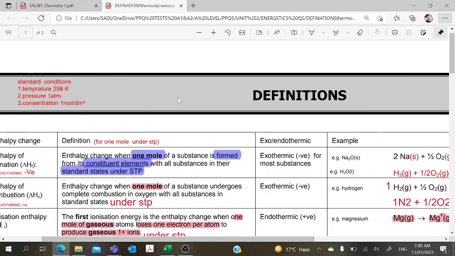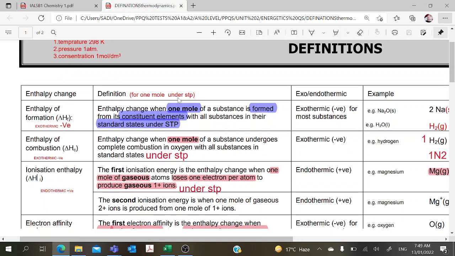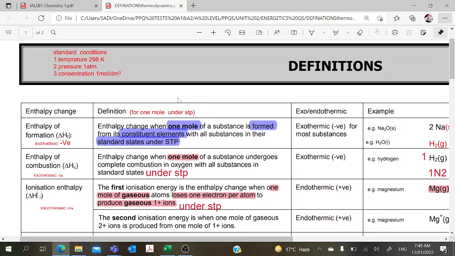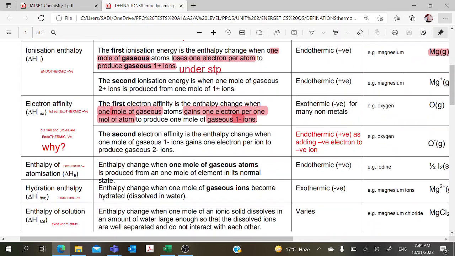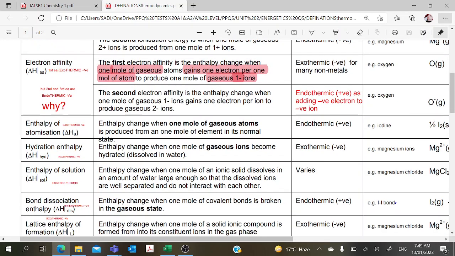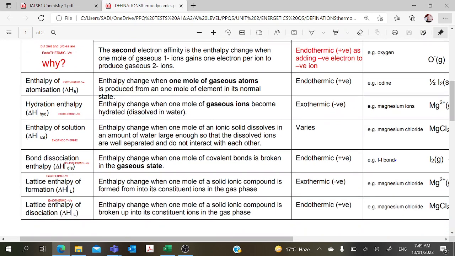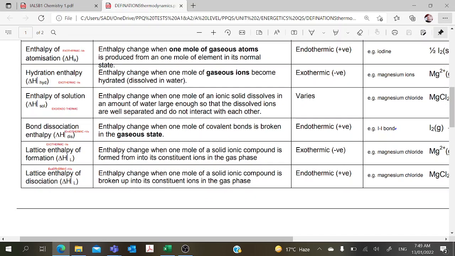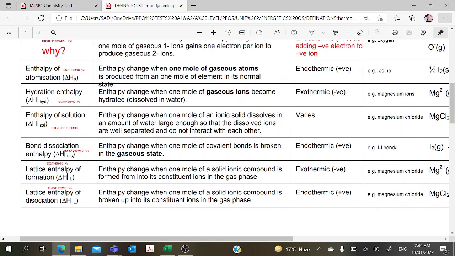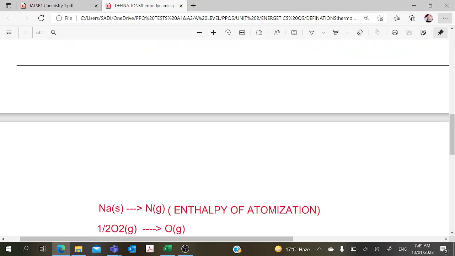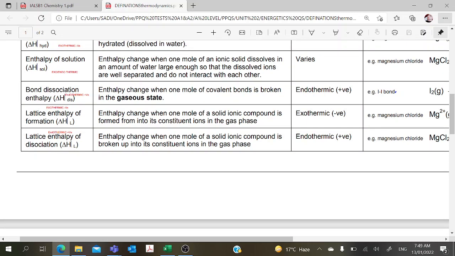Okay, so the basic definitions which we are going to work on will be the enthalpy change of formation, enthalpy change of combustion, ionization enthalpy, electron affinity, enthalpy change of atomization, hydration enthalpy, enthalpy of solution, bond dissociation enthalpy, lattice enthalpy of formation, and lattice enthalpy of dissociation. So we'll be working on these ones. And enthalpy of neutralization is also there. I didn't mention it, but we are going to add enthalpy of neutralization also into that.